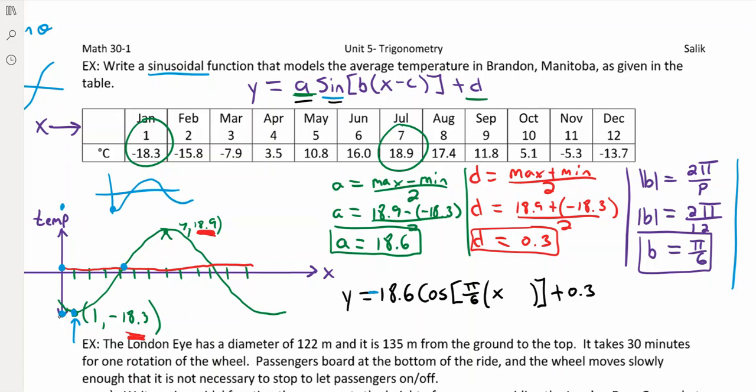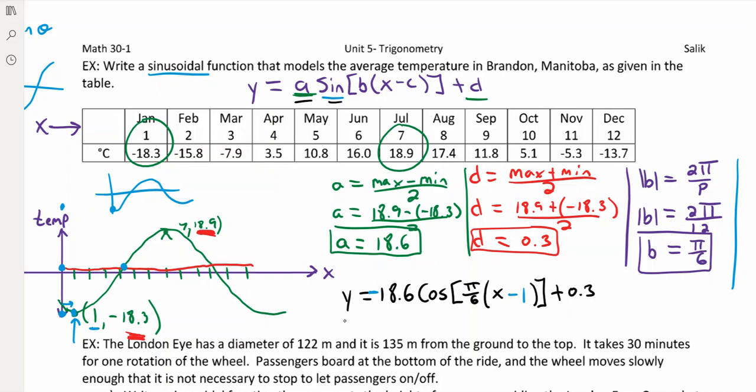And then it looks like this thing has just been shifted to the right 1 unit. So a horizontal shift of 1 to the right would be minus 1. And there you go. There's our equation. Now I want to show you too that that's one of many interpretations of this, right?